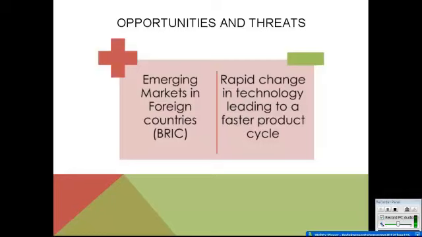Now we have the opportunities and threats. There are opportunities in this industry that, if taken advantage of, would help to improve the attractiveness, such as emerging markets in foreign countries, such as Brazil, Russia, India, and China. These countries are building their middle class, which is giving them a higher demand for digital cameras. Also, there are threats that are increasing the level of unattractiveness, such as rapid technology, which will lead to a faster product life cycle.